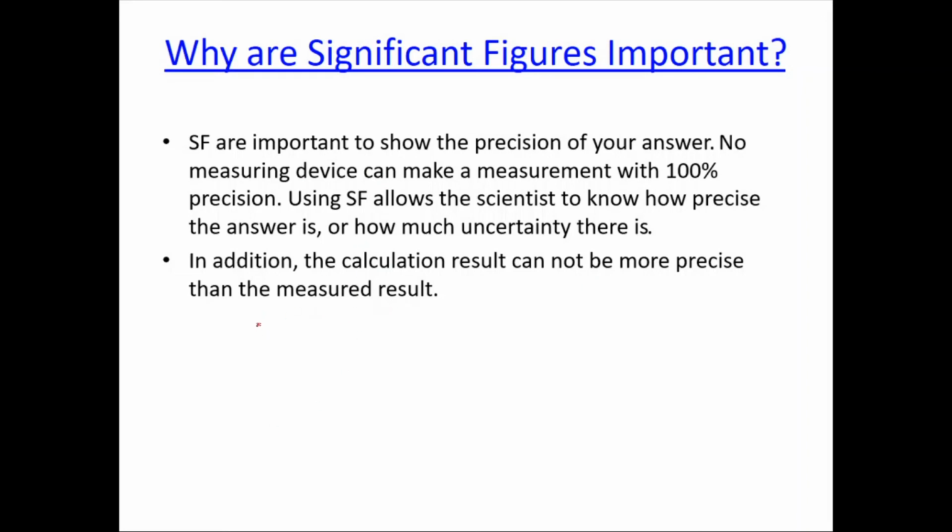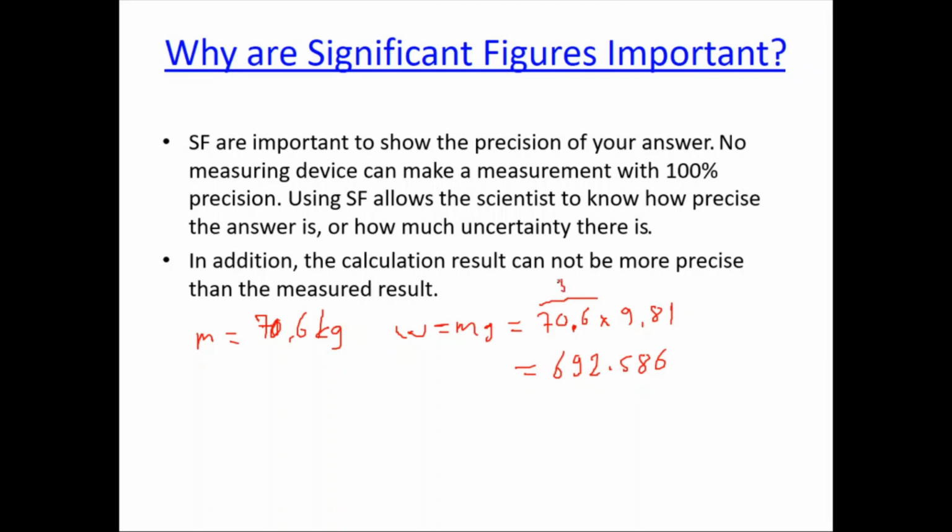For example, you measure your mass as, for example, 70.6 kilograms, and you want to calculate your weight. This is your mass, and we know that weight is equal to mg, so we're going to multiply 70.6 times 9.81. In making this calculation, we are going to get 692.586. So as you see here, this has 3 significant figures, and this one also has 3 significant figures, but our calculation has 6 significant figures.